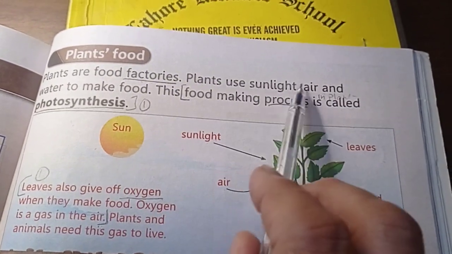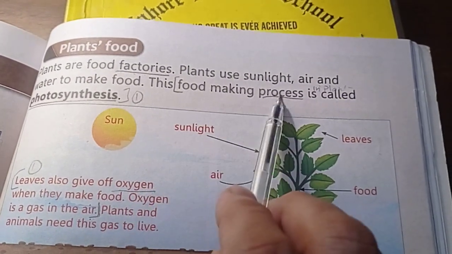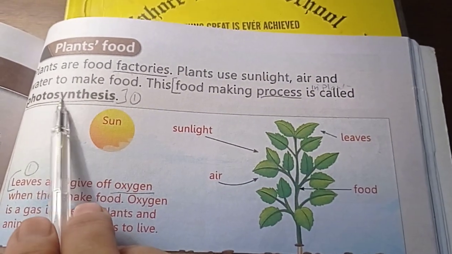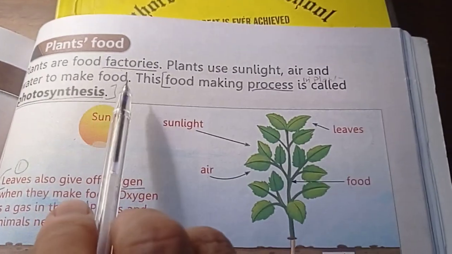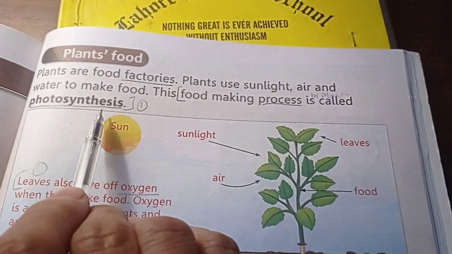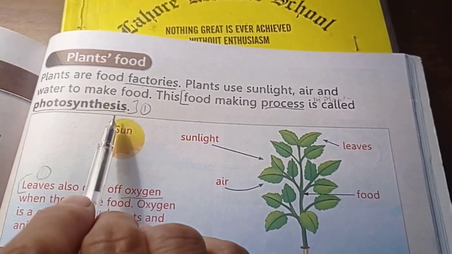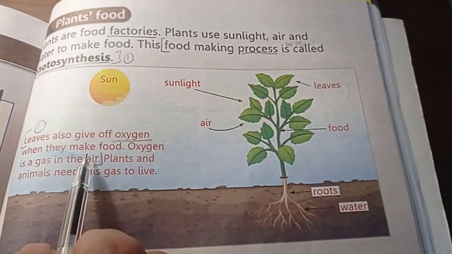Plants use sunlight, air, and water to make food. This food making process is called photosynthesis, and this process is done in their leaves. Photosynthesis is the food making process, and it is done with the help of the leaves. That's why the green leaves are very important for the plants.